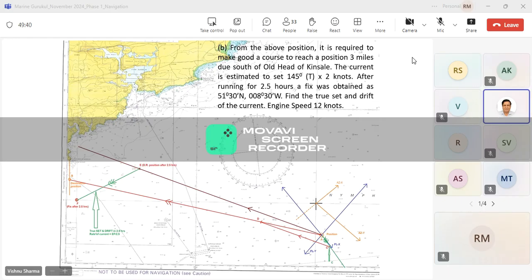That is the actual answer, no? Because this is DR, this is fixed, they are both for the same time. So this DR has no earlier current, it is not part of this DR. No, this is the course you steered, right?